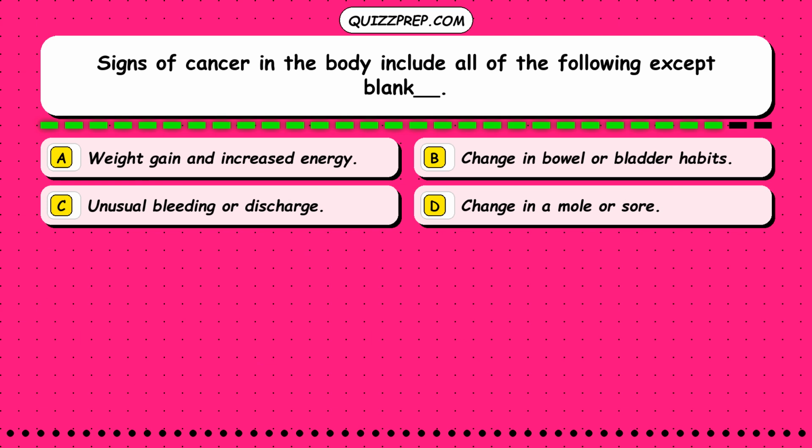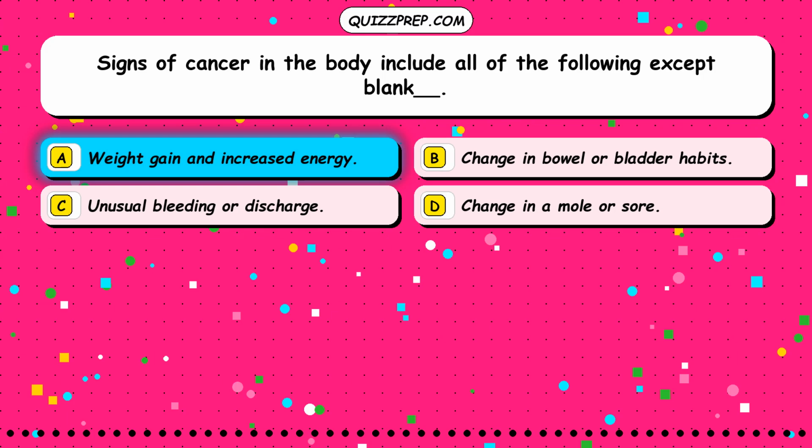Question 188. Signs of cancer in the body include all of the following except blank blank. Option A, weight gain and increased energy. Option B, change in bowel or bladder habits. Option C, unusual bleeding or discharge. Option D, change in a mole or sore.